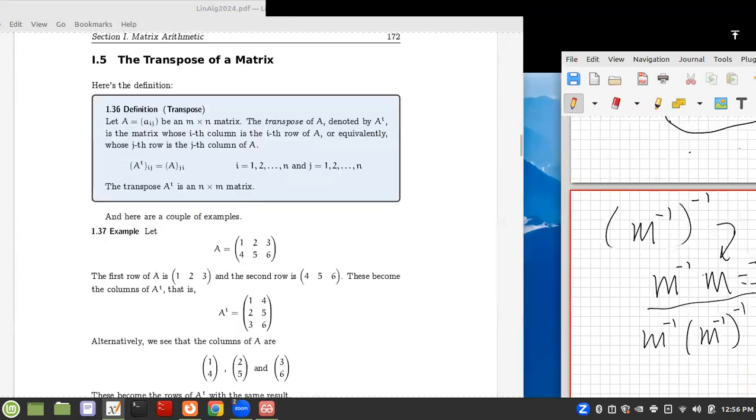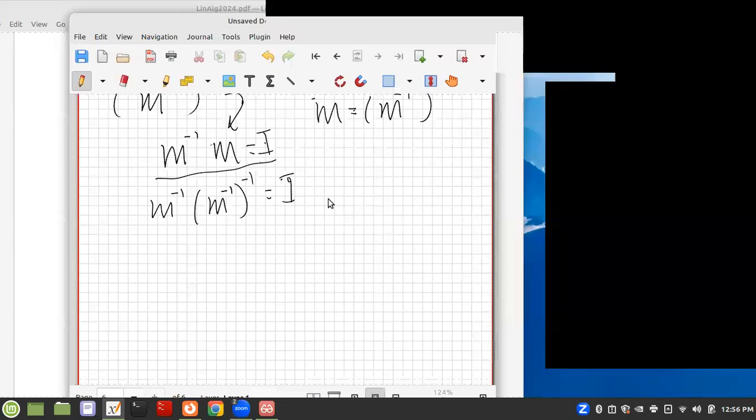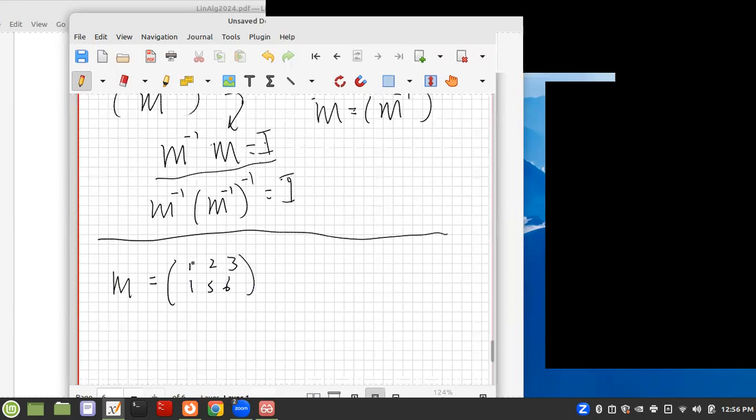Oh, there's one topic we should mention, the transpose. If I have any matrix, say M equals 1, 2, 3, 4, 5, 6, like this, it doesn't have to be square. There's another matrix that's the transpose matrix where I interchange rows and columns. So the transpose is going to be the first row becomes the first column, the second row becomes the second column.